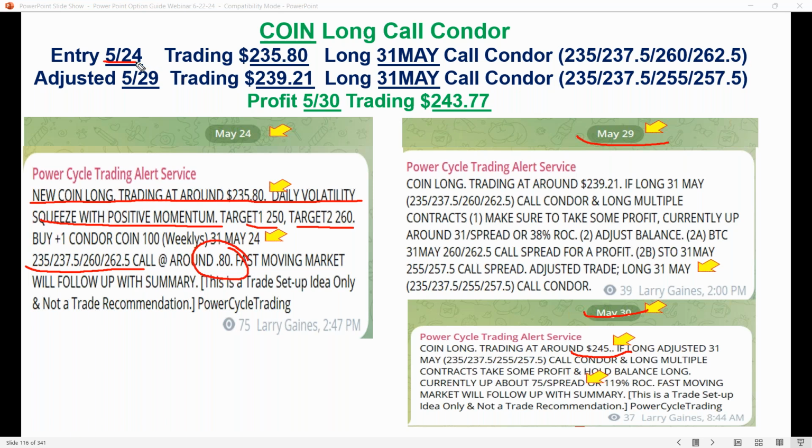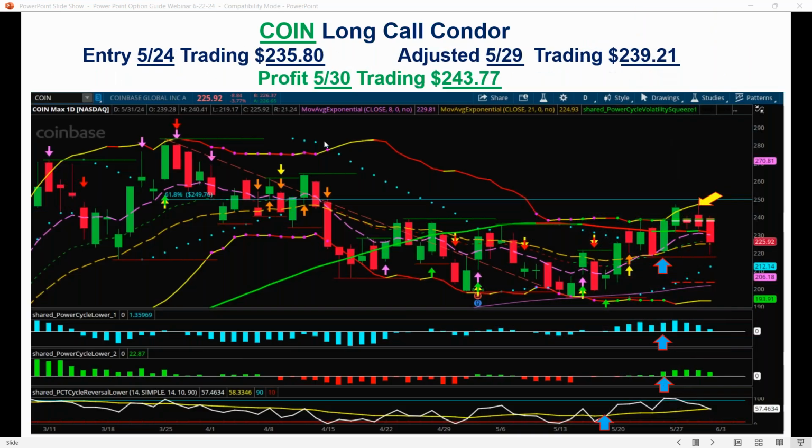So we entered on the 24th, did an adjustment on the 29th, and on the 29th we adjusted this trade, narrowed the spread. So we started out 235, 37.5, and then wider. So we were further out like that, and then it came back down. So we narrowed that spread, the condor, to make it narrower, to make it cheaper. Okay, so that was the adjustment there. Just a quick summary of that. And so here was the trade, the breakout right there, and got out right there.